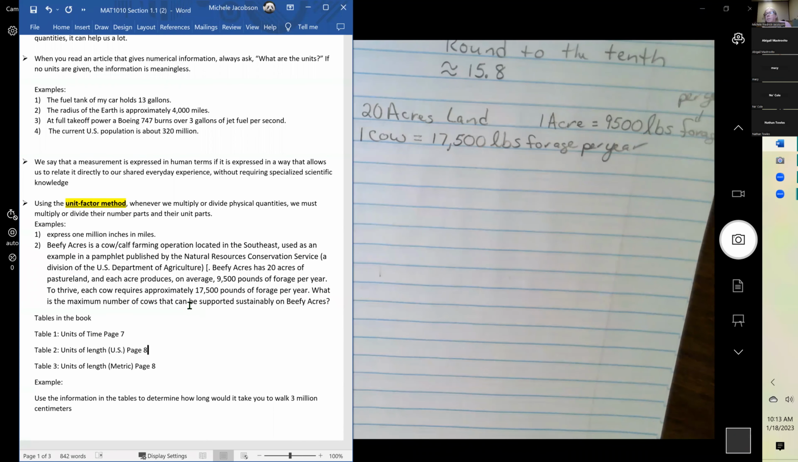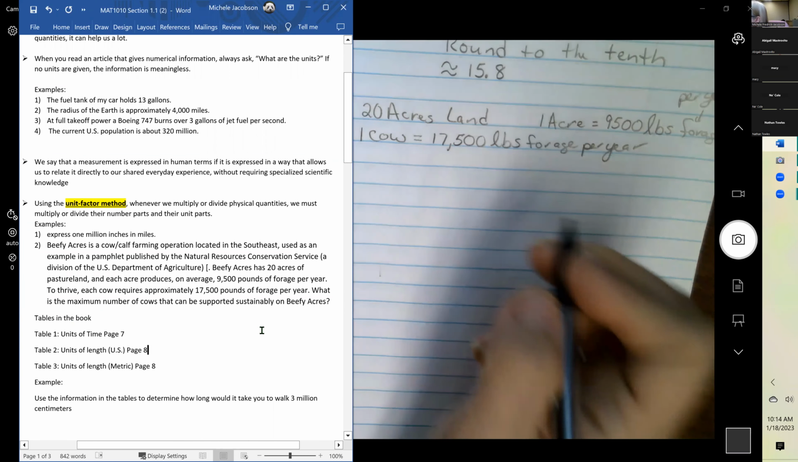So I always write down my information and my numbers first. Some of them I might need, some of them I might not need, but at least I have all my numbers and I don't have to keep reading a large paragraph. The other thing you could do is with a pencil or a highlighter, you can highlight the important parts or underline them. So then you're not rewriting them all also. What is the maximum number of cows that can be supported at Beefy Acres?